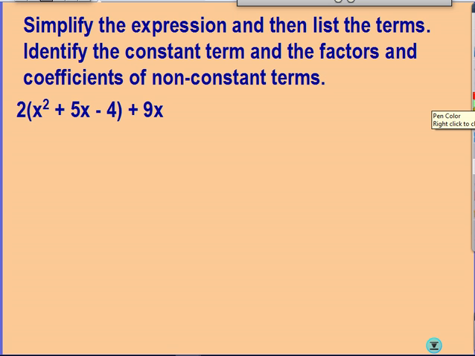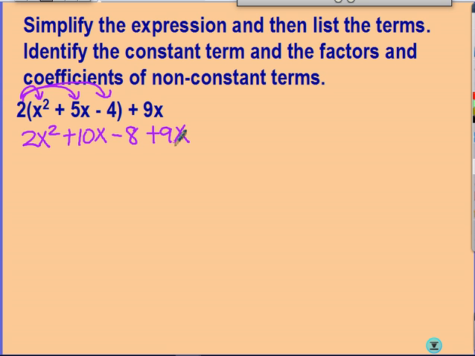Notice this third example does have a term sitting outside of a set of parentheses. The 2 needs to be distributed into the parentheses as our very first step. Remember, to distribute means to multiply. 2 times x squared is 2x squared. 2 times 5x is 10x, and 2 times negative 4 is negative 8. Bring down the 9x.